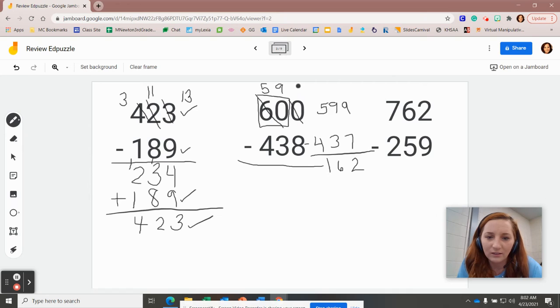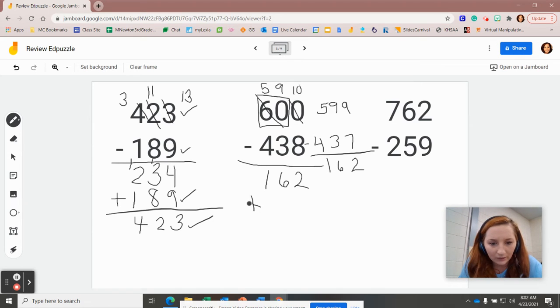Now this 0 now becomes a 9. No, wait, it doesn't become a 9. Just kidding. It becomes a 10. I don't know what I was thinking. So now we have 10 minus 8 is 2. 9 minus 3 is 6. 5 minus 4 is 1.